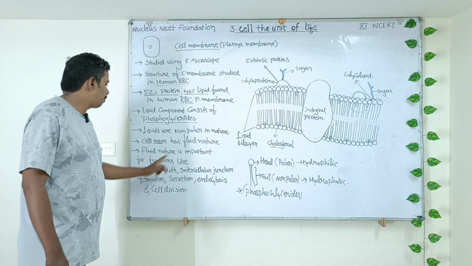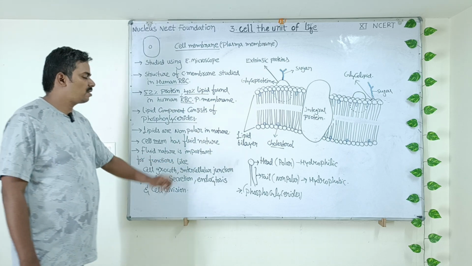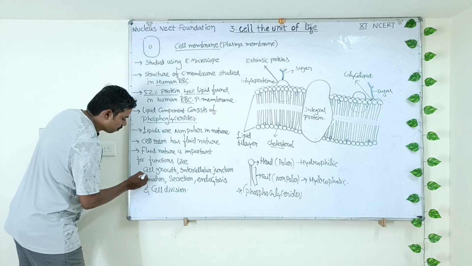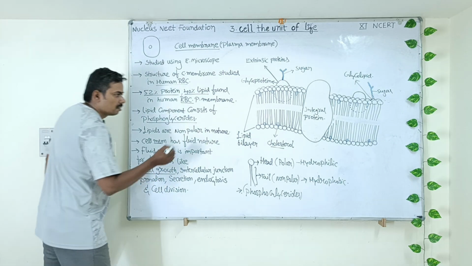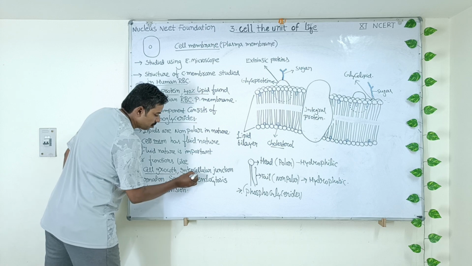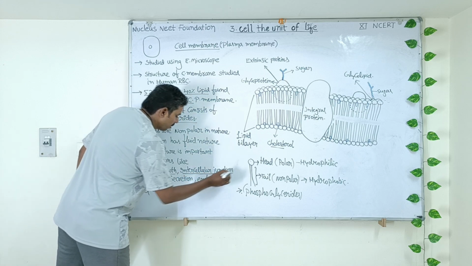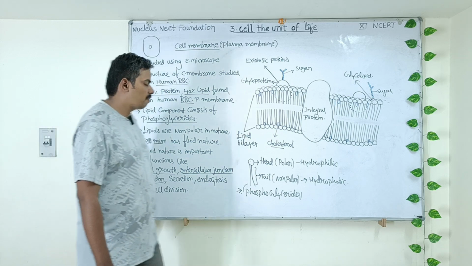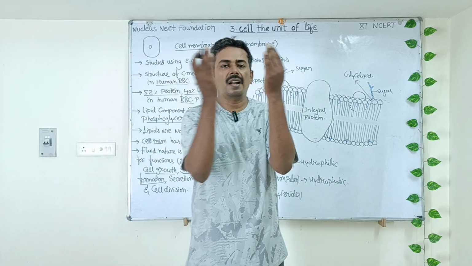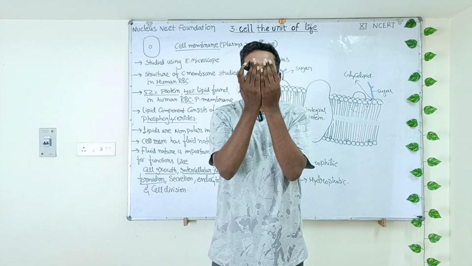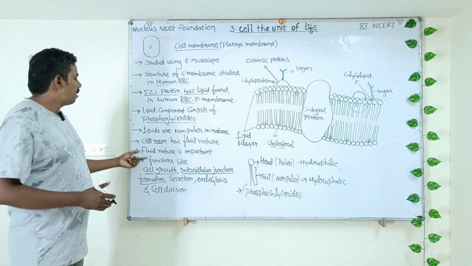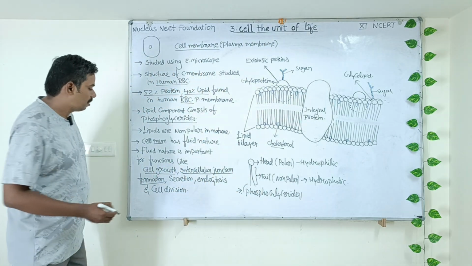The fluid nature is important for several functions like cell growth. The fluid nature is responsible for growth of the cell. It is also responsible for intercellular junction formation, meaning between one cell and an adjacent cell, so tight junctions will be formed. That is also carried out by the fluid nature of the plasma membrane.